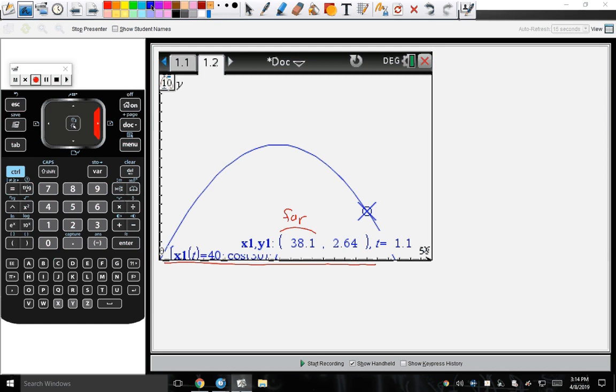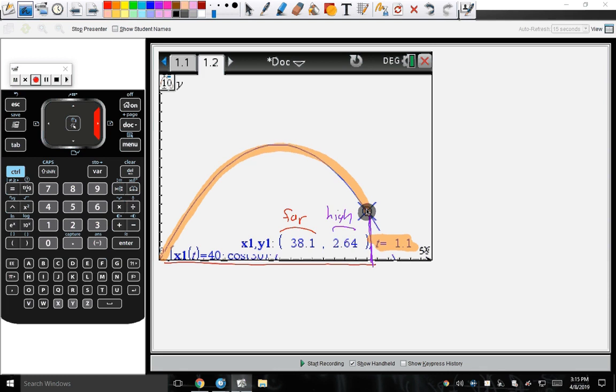This is how high this ball is at that moment in time. Go with me? And this tells me how many seconds it took to get there. How many seconds was it in the air until it got to this location right here? How's that? Okay? And it says, how far does the ball travel?